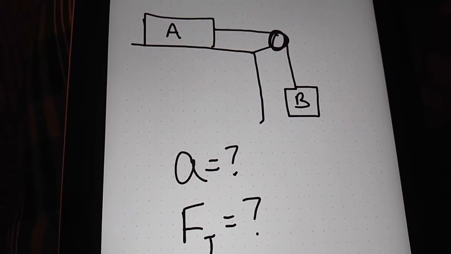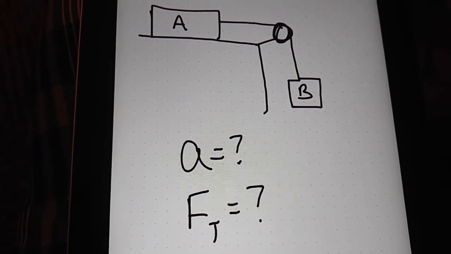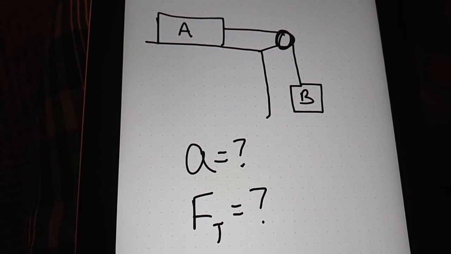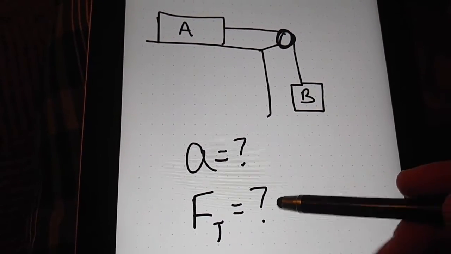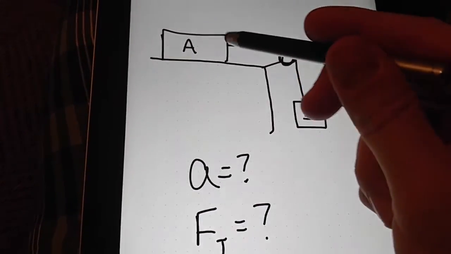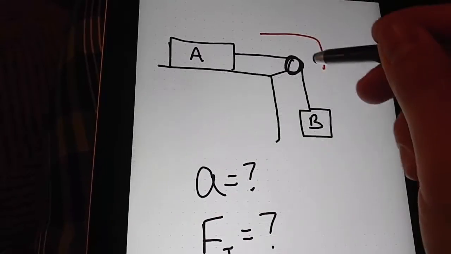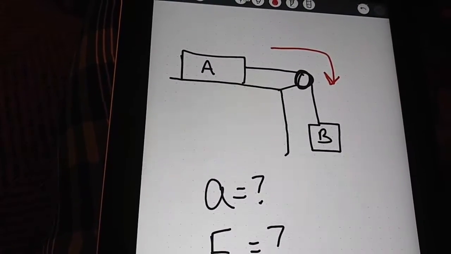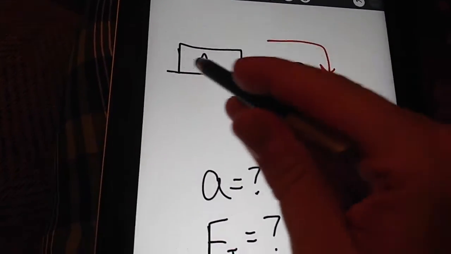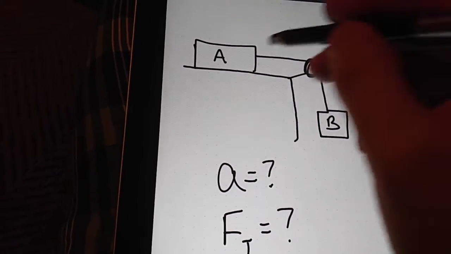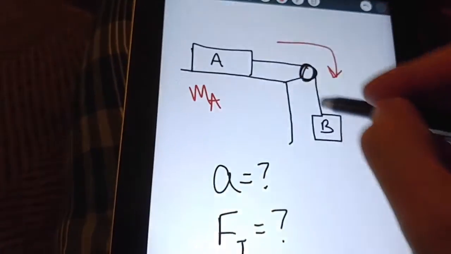Hi everyone, here we've got another problem where we are going to apply Newton's second law to find, in this case, the acceleration and the force of tension. I've got a block A up here. There's a string attached to block B. If I let go, we assume my system is going to accelerate, thusly block A to the right, block B down. Let's say that we were told mass of A and mass of B.